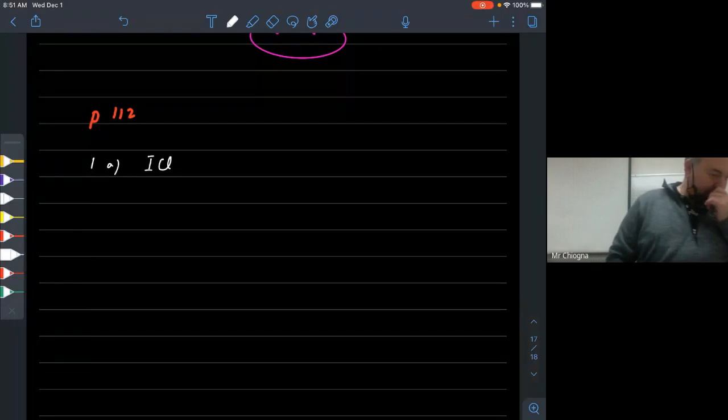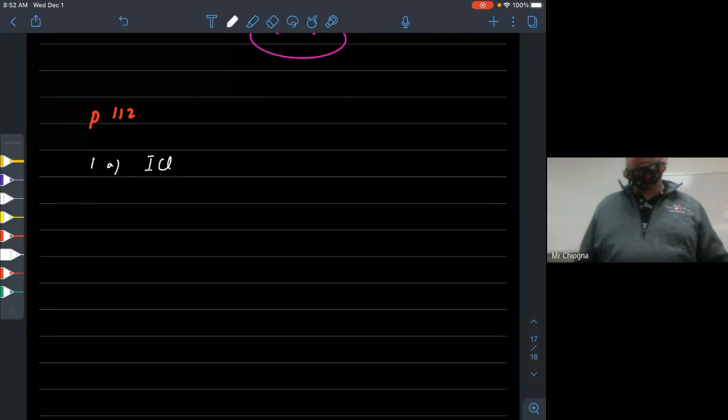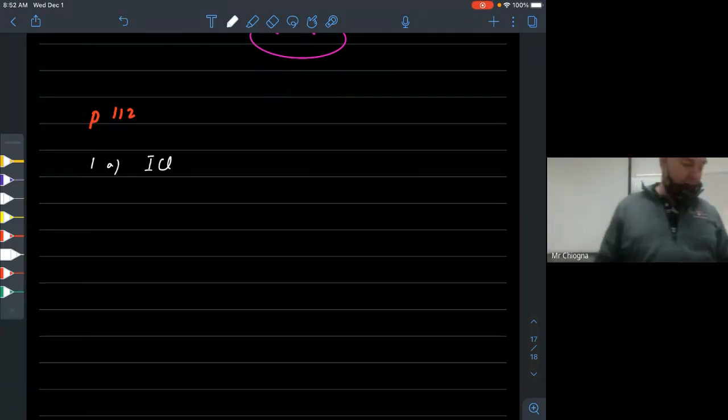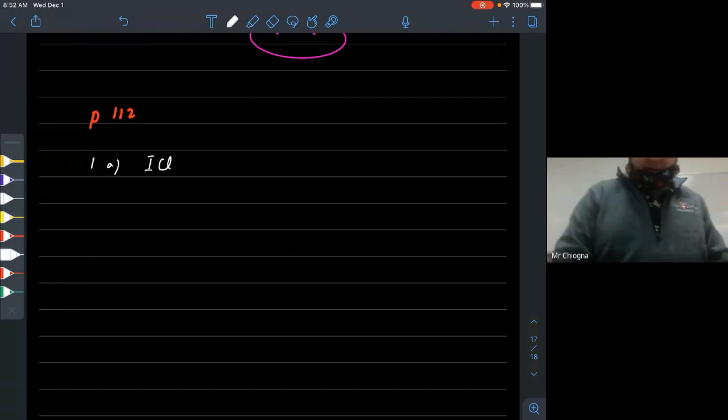Okay, it just says iodine, which means there's only one of them. If there was more than that, let's say there was 3 of them, it would say triiodine. There has to be a prefix in front of it. There's no prefix in front of it. It means there's only one. Mono in the middle means one chloride. Exposed to heat.